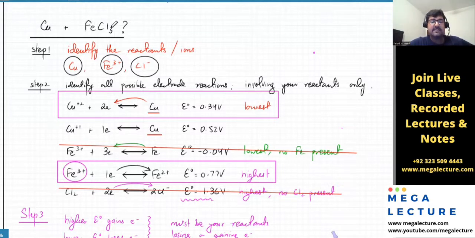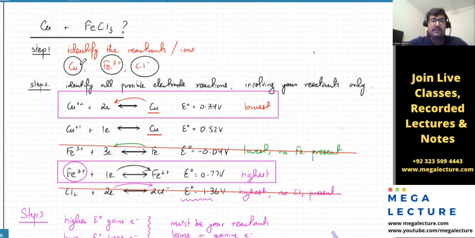Out of those 3 reactants, you're going to write down all possible electrodes, because you don't know what's going to happen. You don't know what's going to happen to Fe3 plus. So you write all electrodes that involve Fe3 plus, whether they're gaining electrons or losing electrons, just write all of them. Same is the case with copper. You're going to write all electrodes that involve copper.